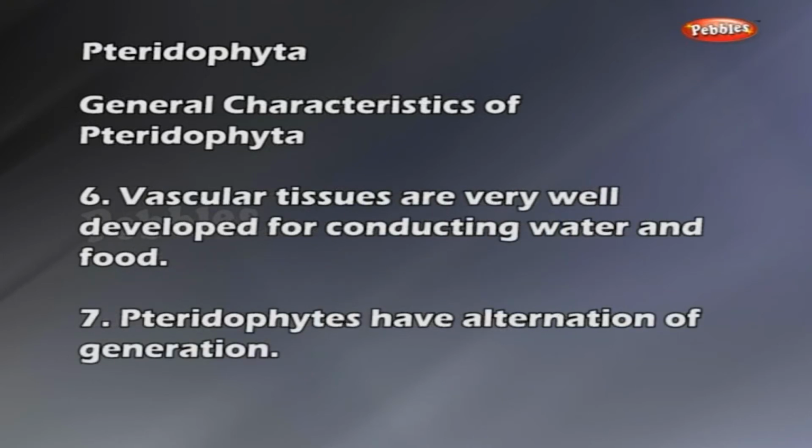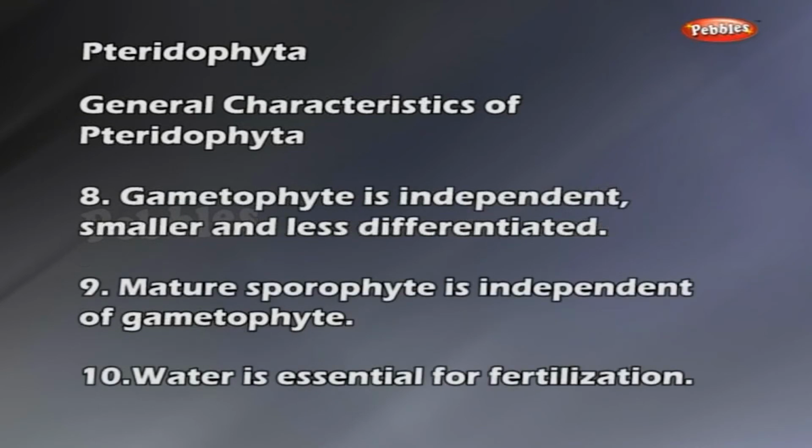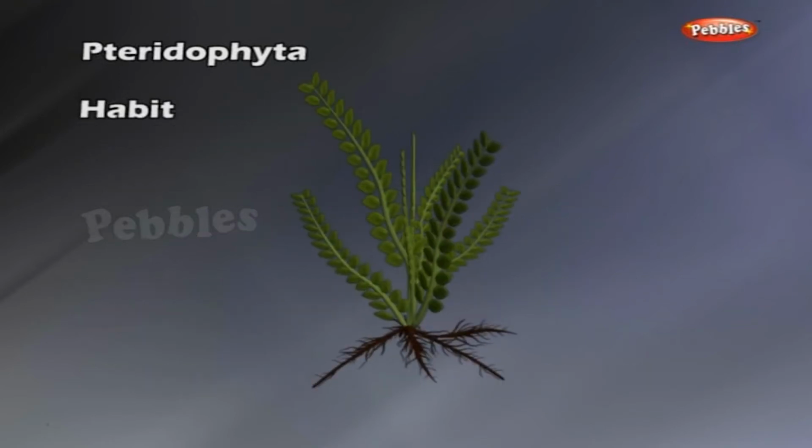Vascular tissues are very well developed for conducting water and food. Pteridophytes have alternation of generation. The gametophyte is independent, smaller, and less differentiated. The mature sporophyte is independent of the gametophyte. Water is essential for fertilization.